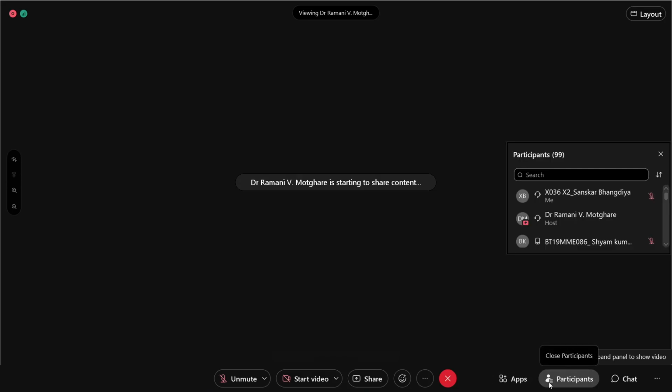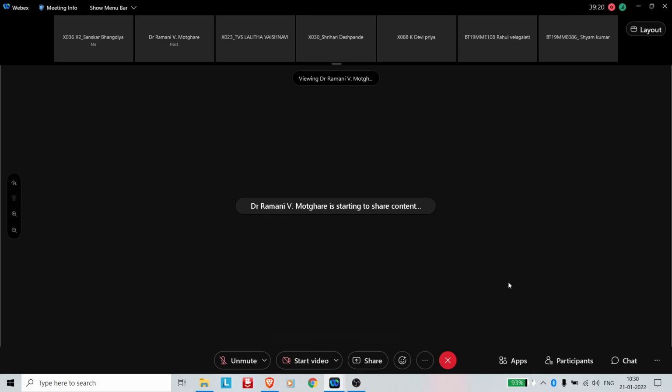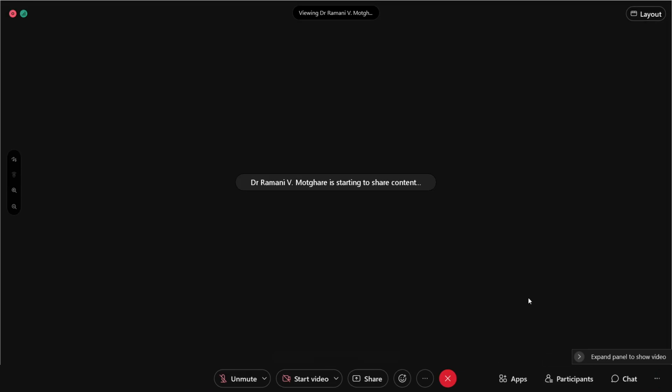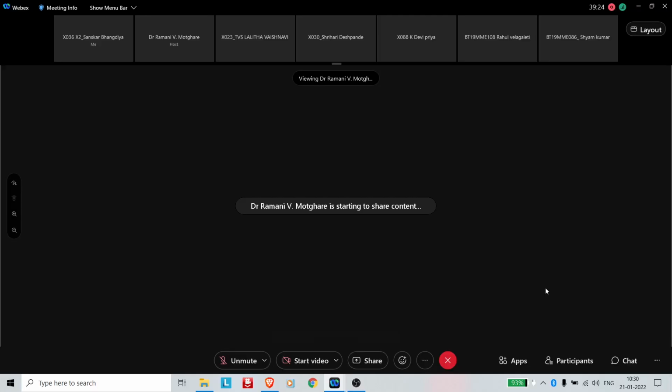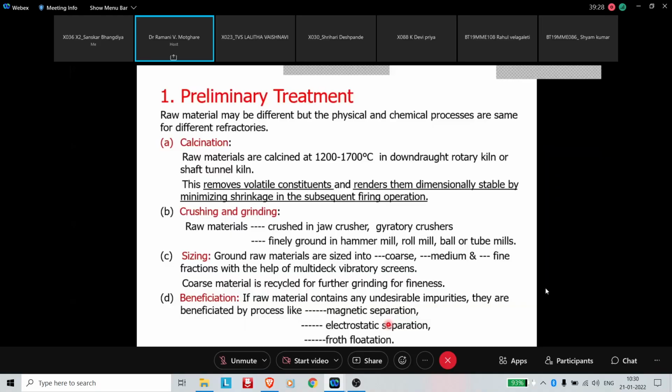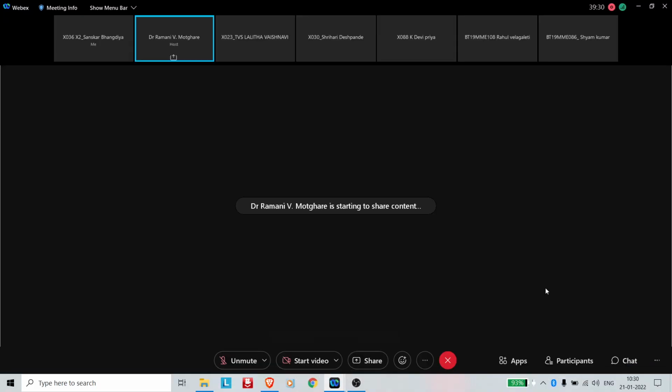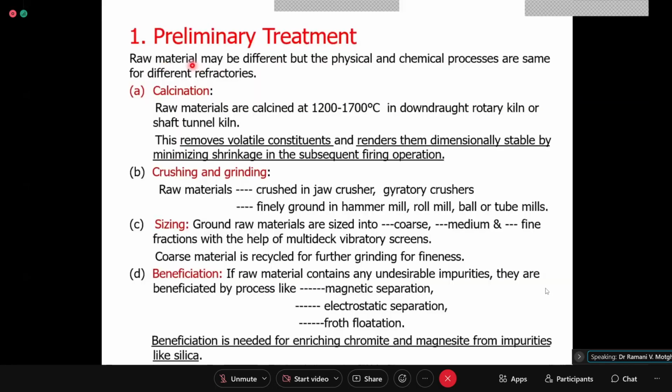Refractories. This is important. Then coming to the next step, blending and mixing. Yes, explain sizing. Sizing is like what is done. You excavate from the earth's crust. First, you go for calcination, then crushing and grinding.